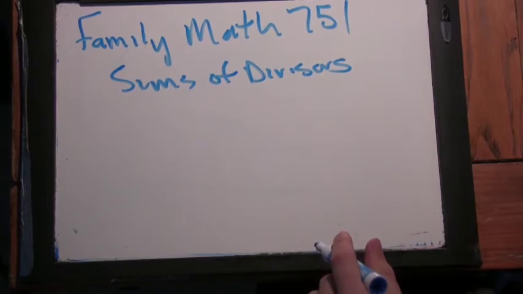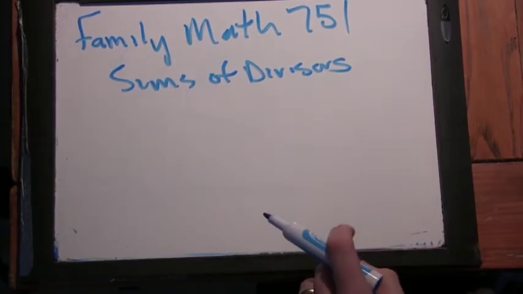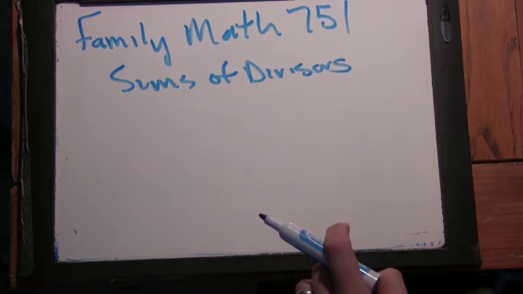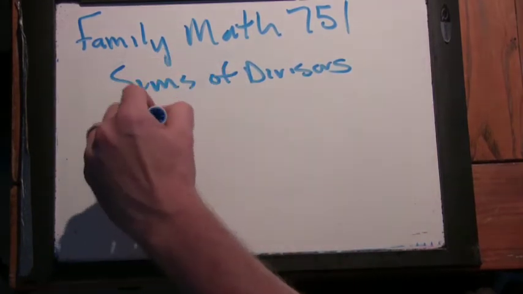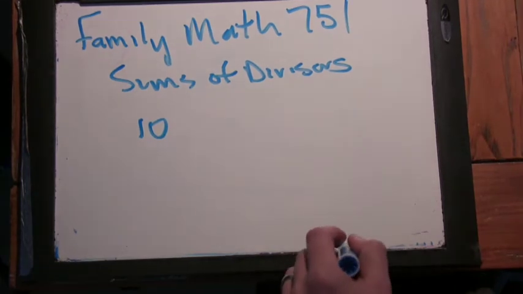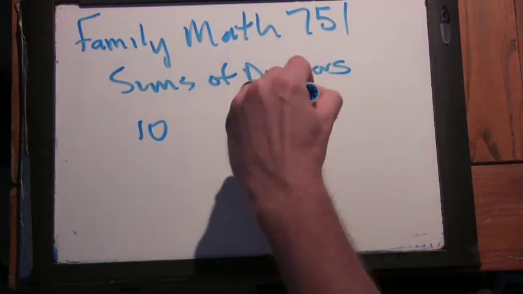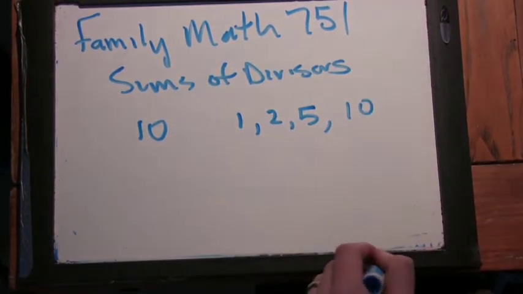The divisors of a number are where you can take one divisor and multiply it by a specific other divisor, and then you'll get the number. Alright, well, let's use 10 as an example. What are the divisors of 10? So you have 1, 2, 5, and 10.